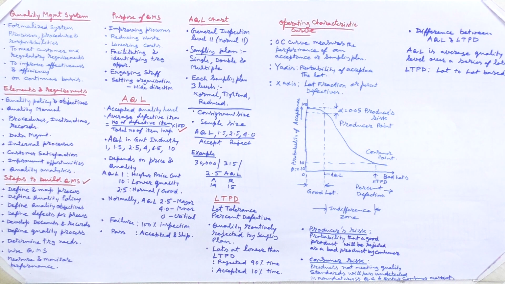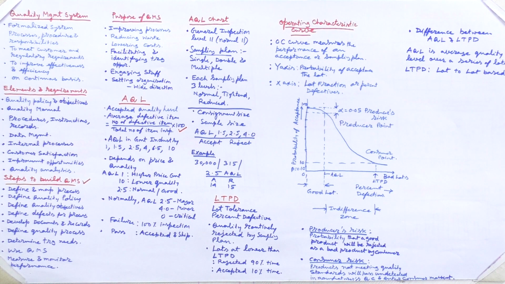Now when we talk about AQL 1, that means if we inspect 100 items and find only one defective piece, then we call the AQL level 1. That means a lot where AQL is 1 must be a higher price garment. The accepted quality level is only 1 out of 100. But when we accept 10, 10 is for lower quality garments. If the price of the garment is lower, then we can go into this process of accepting 10 out of 100 because it is a lower quality garment. And what is the significance of AQL 2.5? It is for normal good quality goods.